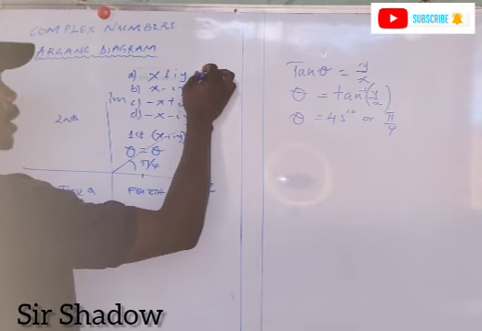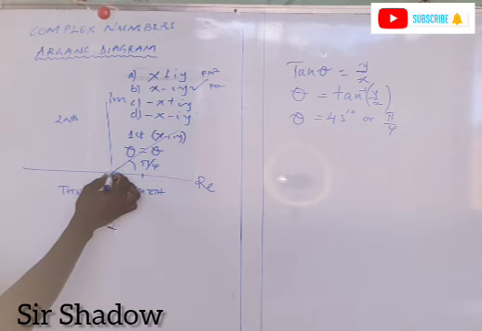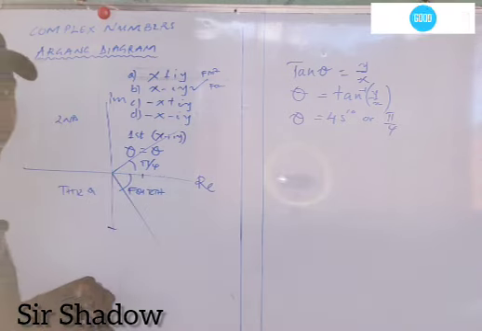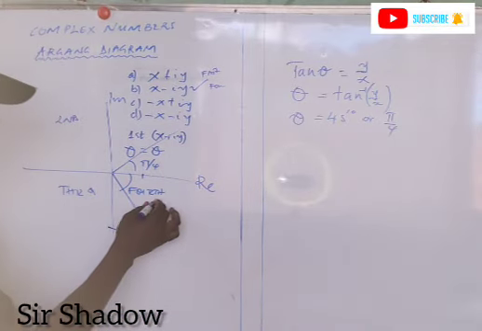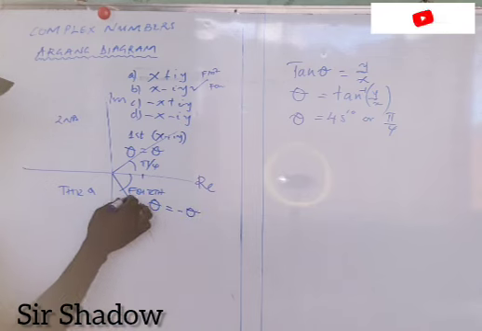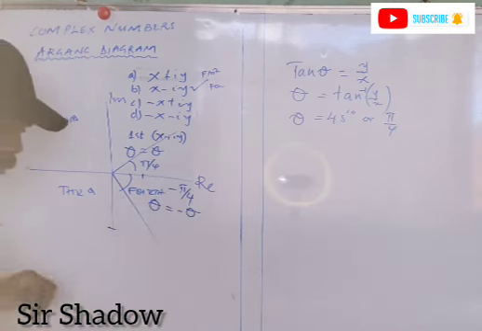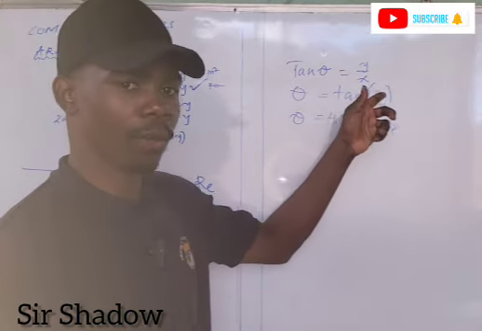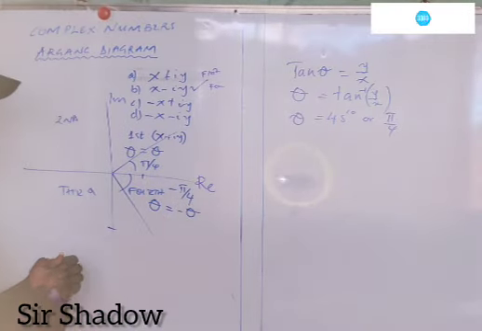This one is the first quadrant. This one is the fourth quadrant. So meaning that 45 degrees lies here. When it is the fourth quadrant, theta becomes minus theta, so this one becomes minus pi over 4. When it is the first quadrant, the given theta from tan theta equals y over x, and it becomes negative when it lies on the fourth quadrant.